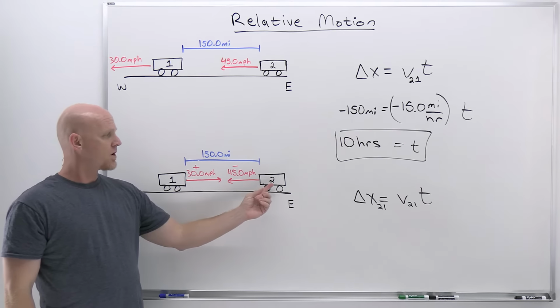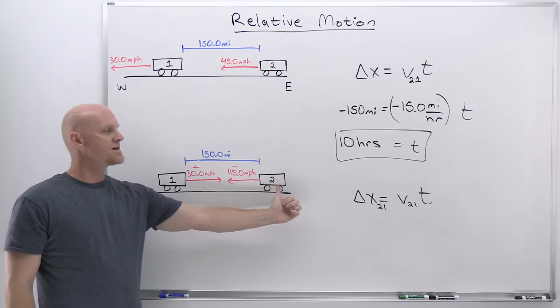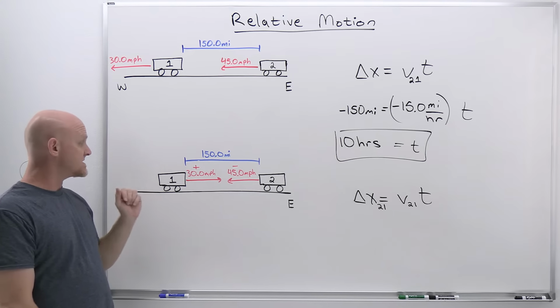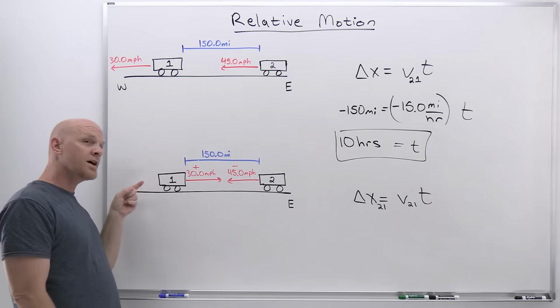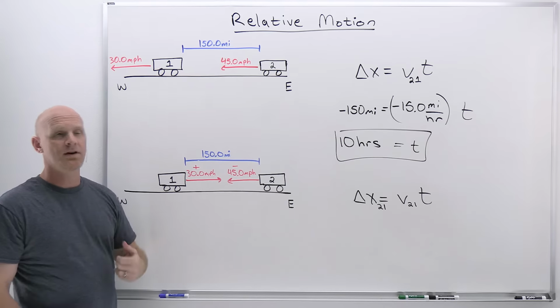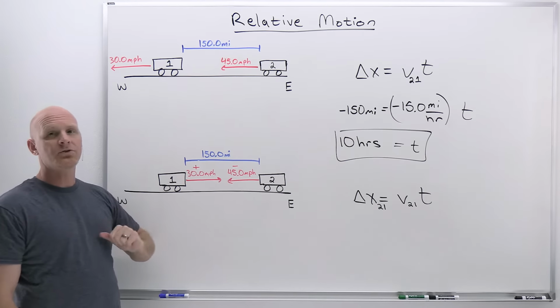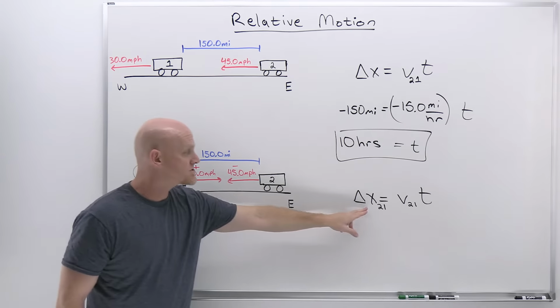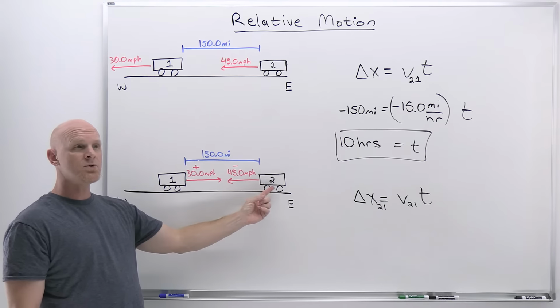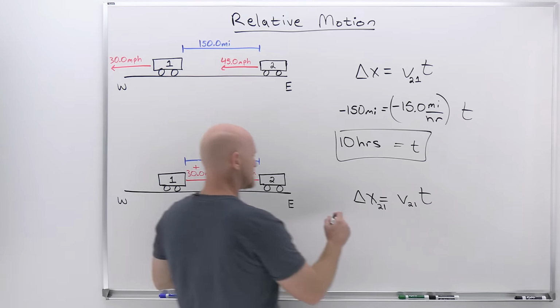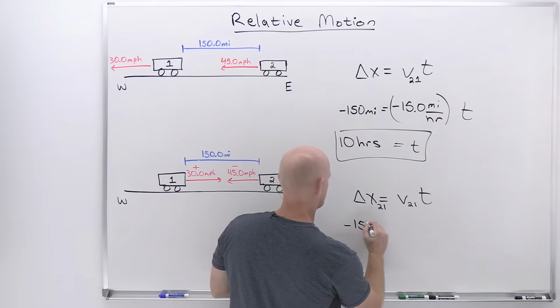For train 2 relative to train 1, it looks like it's heading west. If I was looking at the relative displacement of 1 relative to 2, it looks like train 1 is heading east, so the sign is going to change either way. We know that displacement is 150 miles. The question is, is it positive or negative? Again, what does it look like train 2 is doing relative to train 1? It looks like it's heading west, which makes it negative. So that's negative 150 miles.